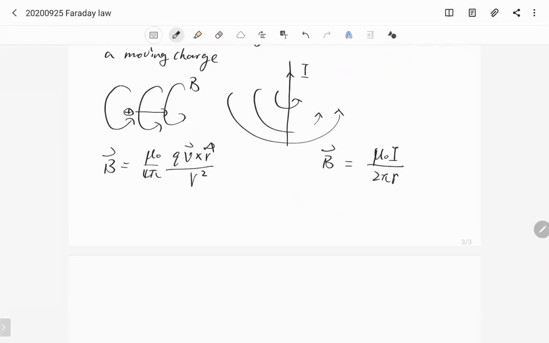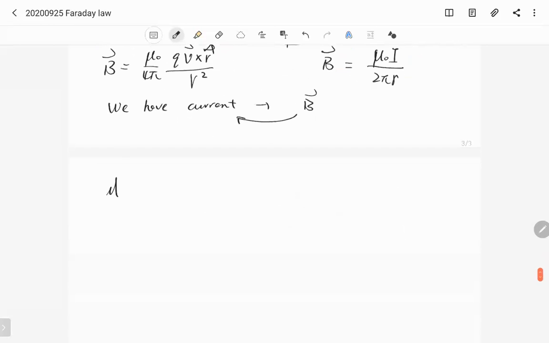And we have another question. Can we reverse this process? That means if we have current, then we will have a magnetic field. Then we want to reverse this process. If we have a magnetic field, can we create current?